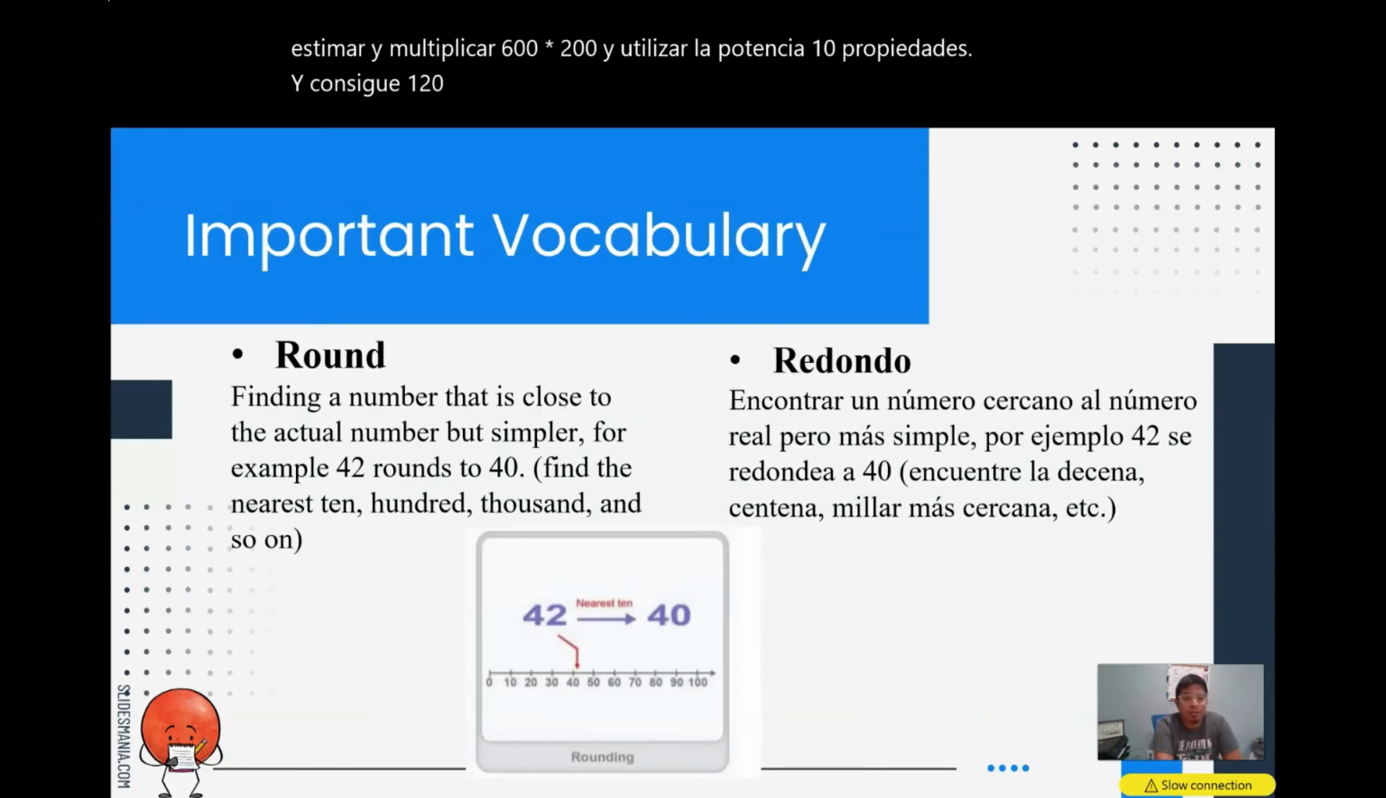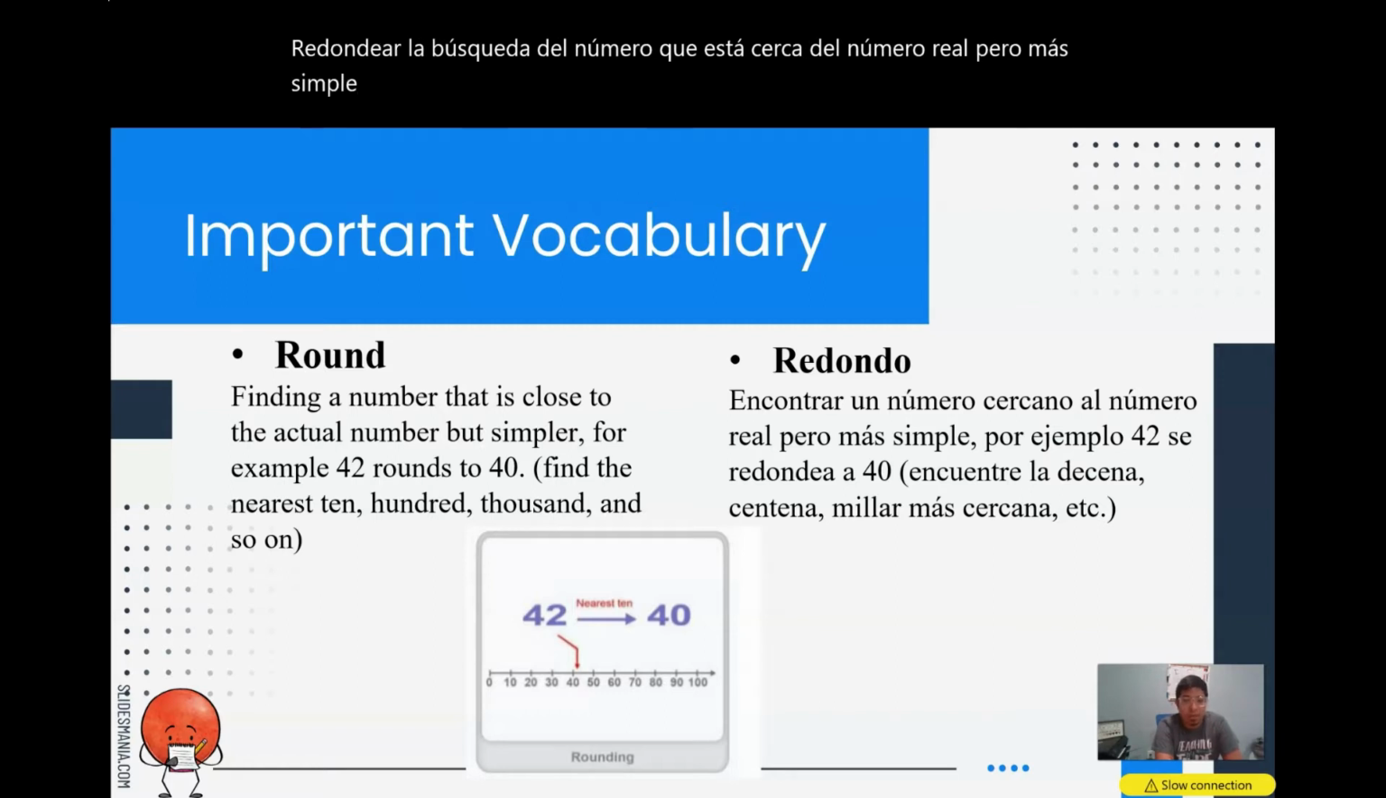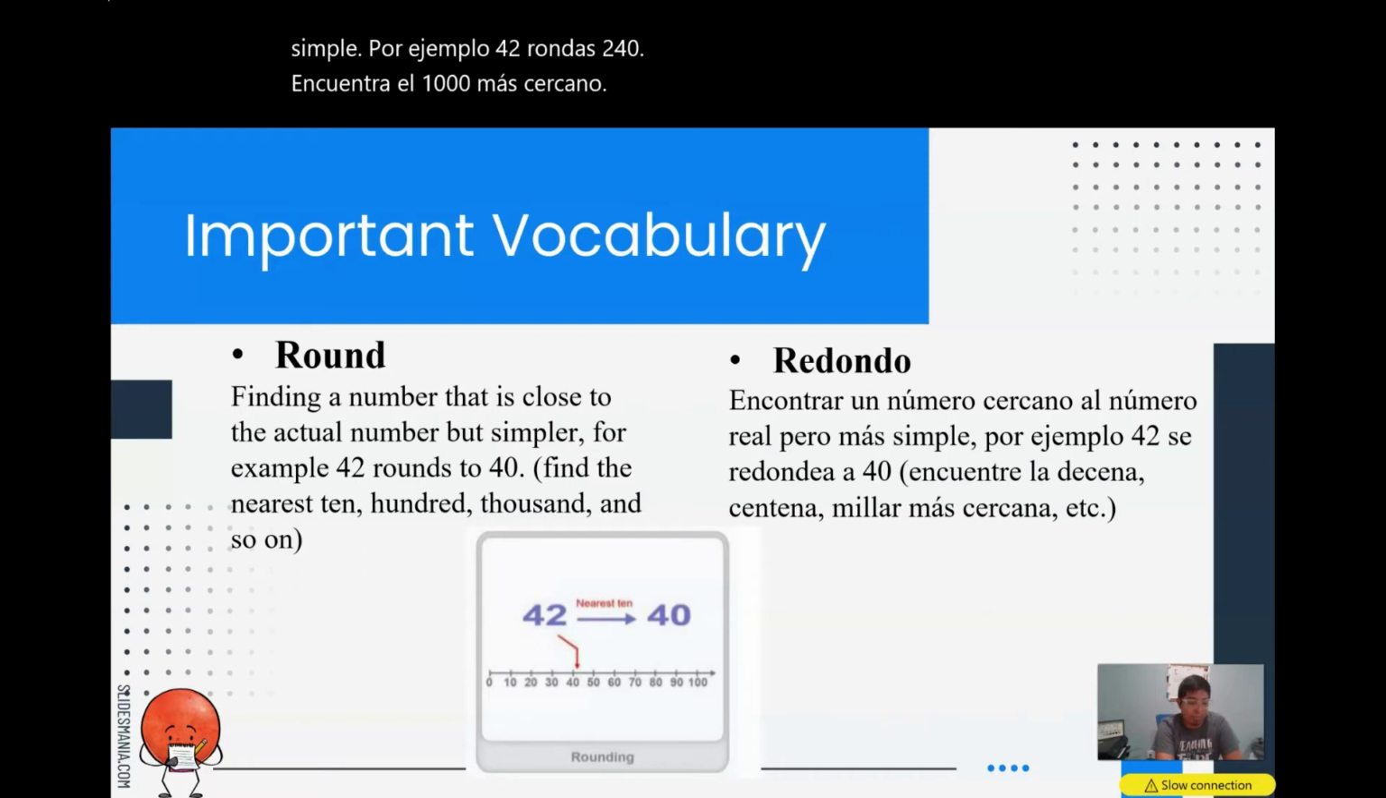Round. Finding a number that is close to the actual number but simpler. For example, 42 rounds to 40. Find the nearest 10, 100, 1,000, and so on. Okay? For an example, 42 rounded to the nearest tens place is 40.